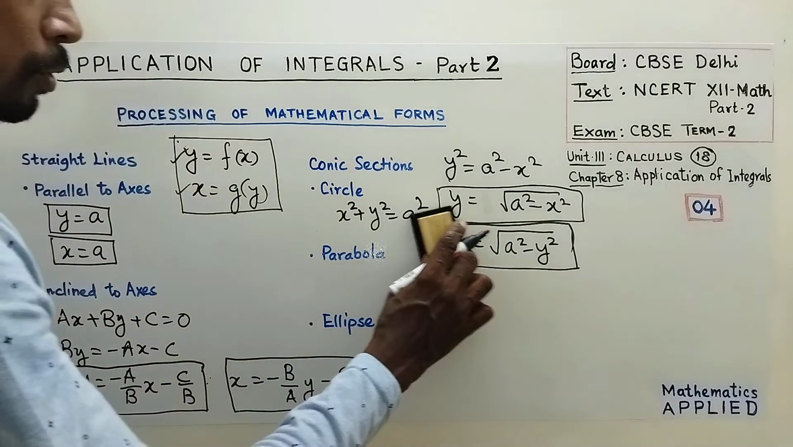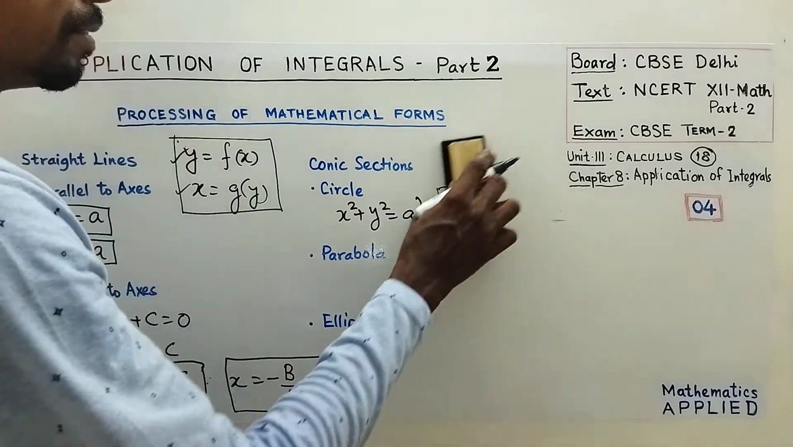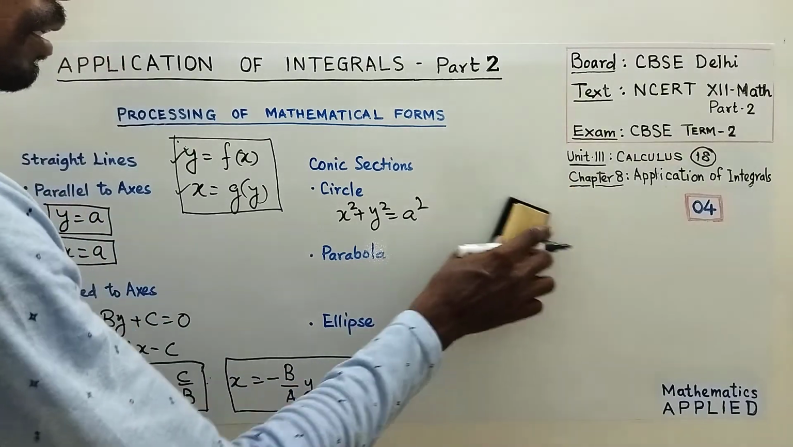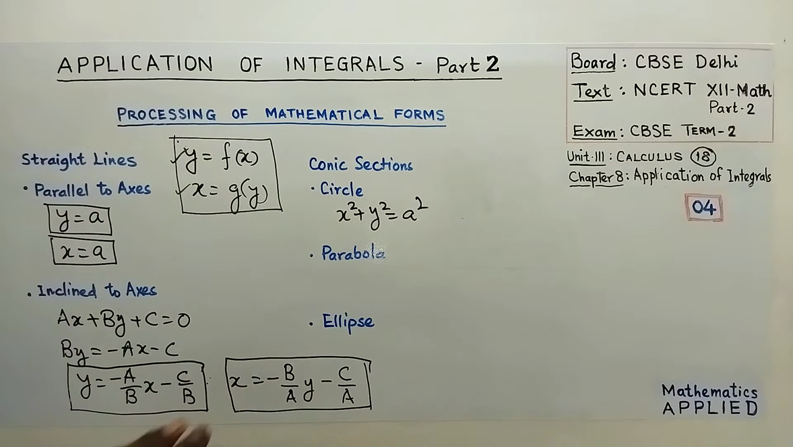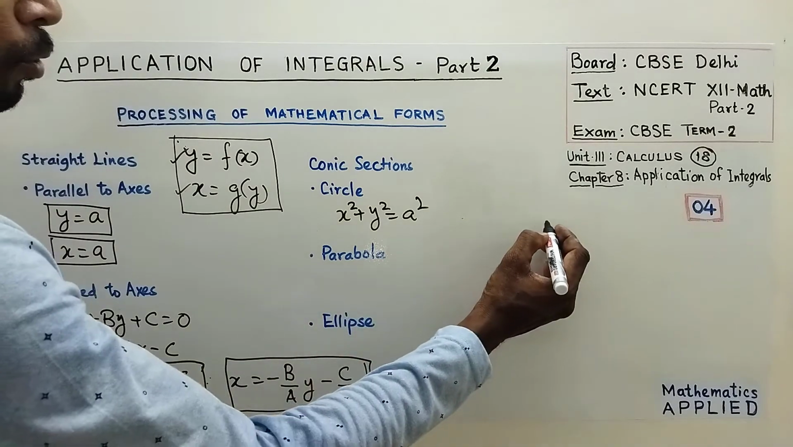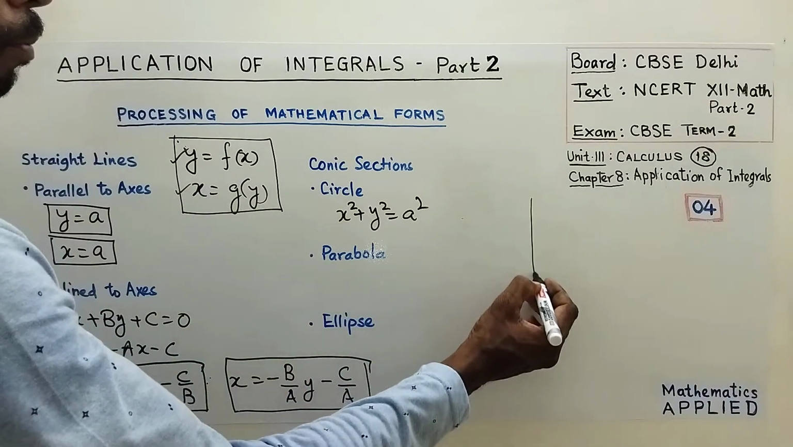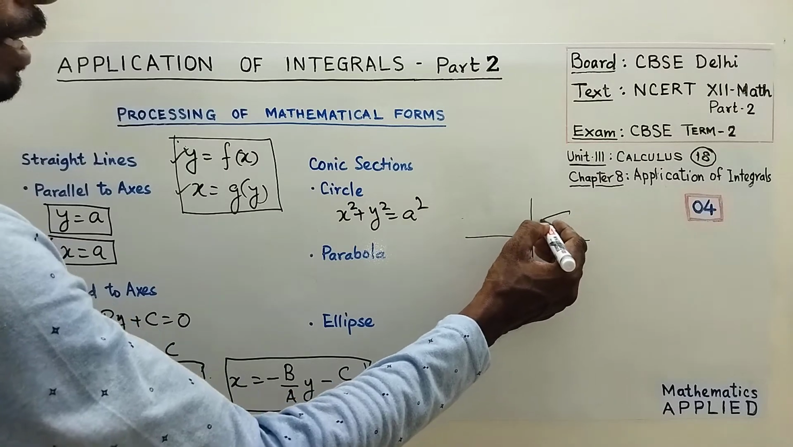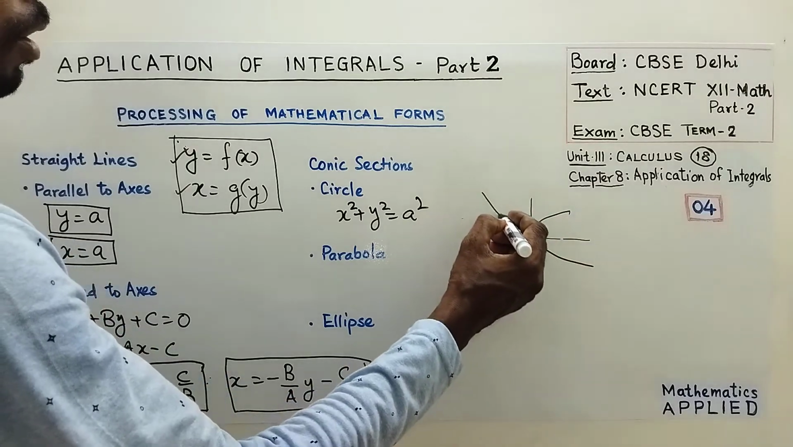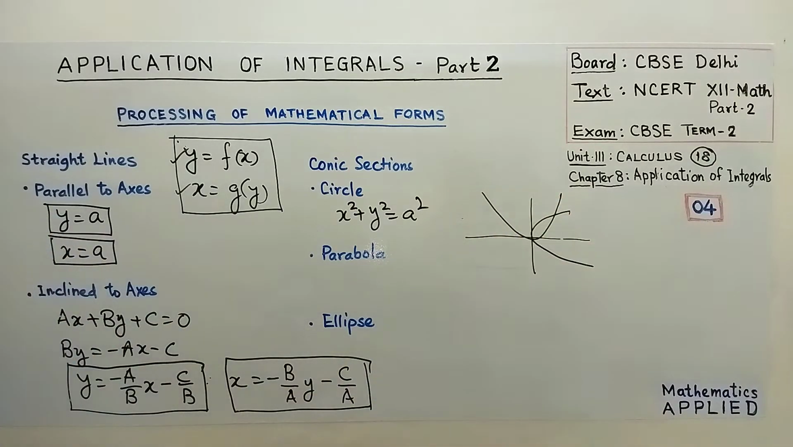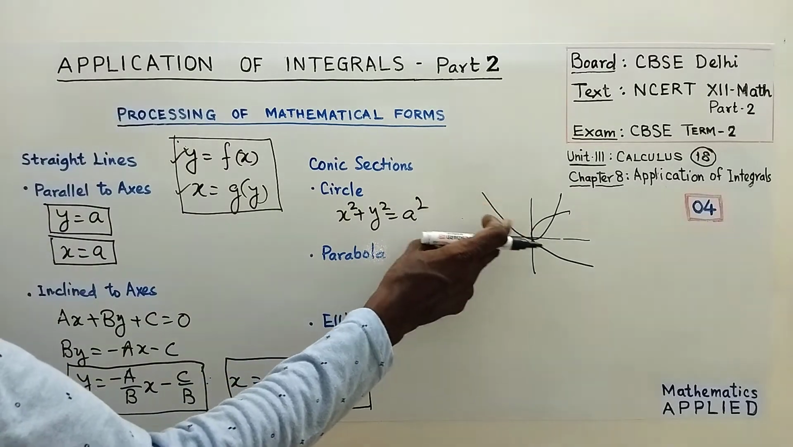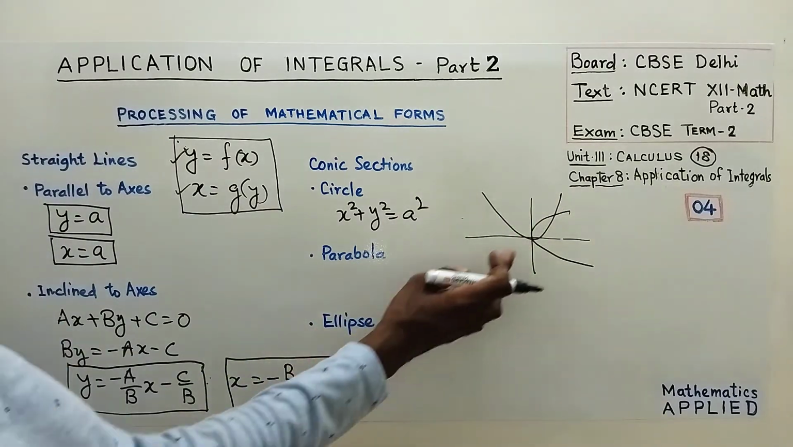Okay, so that is one. Then we come to the parabola. Now in parabola, usually in all the problems, the parabola is either this side or this side. If you see in your NCERT book, all the parabolas are either the upper side or this side.